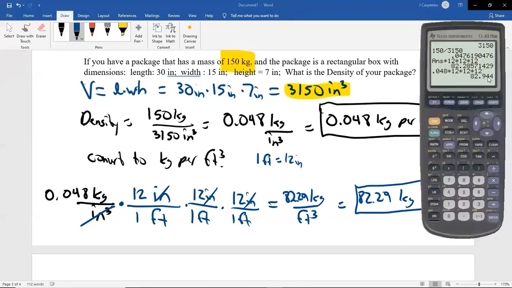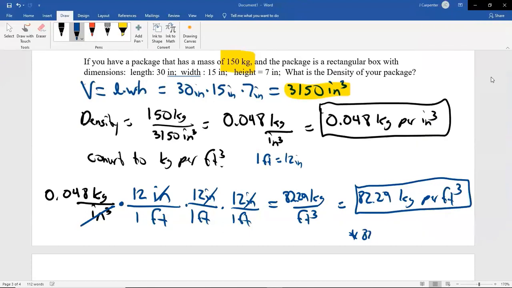And we get 82.94. So 82.94 kilograms per cubic foot if you used the 0.048. So 82.3 versus 82.9, they're only off by 0.6.